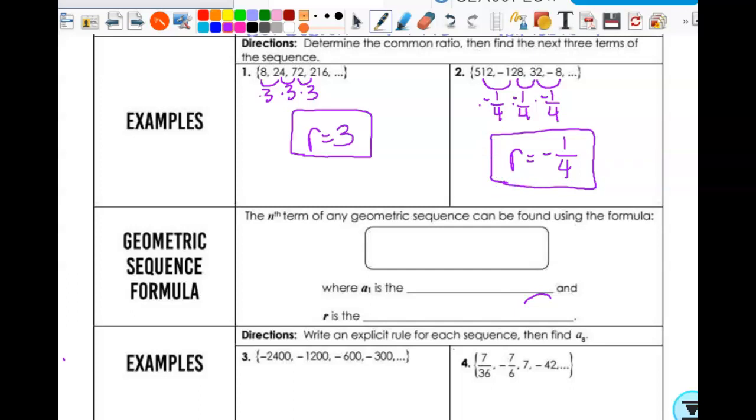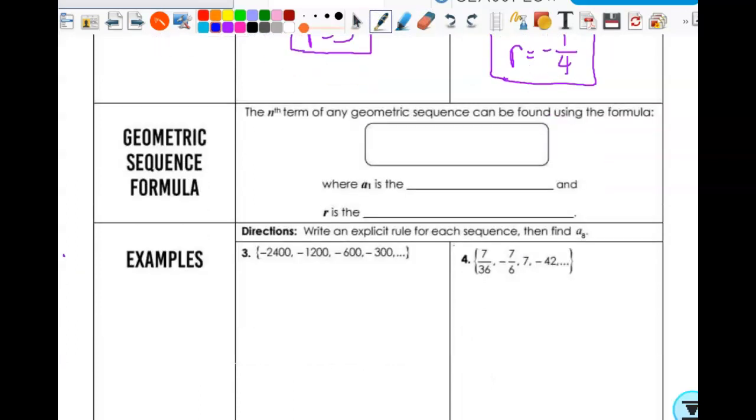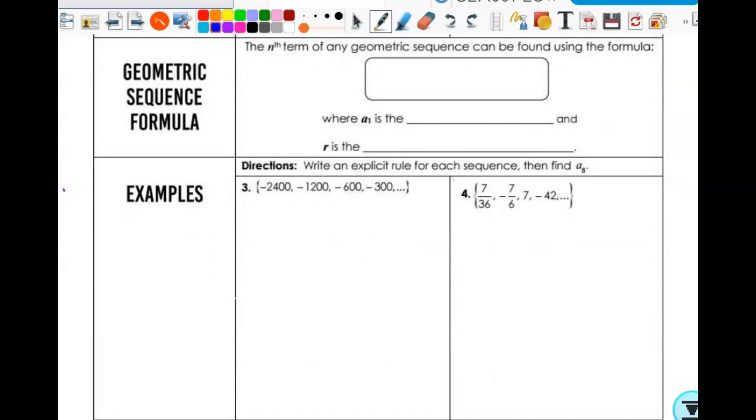So like I said, we could easily find the next 3 terms, right? Just keep multiplying and no big deal. But what if I wanted the 50th term? Do we want to have to write out 50 terms? No, we do not. So we have a formula for this. It looks like this. The nth term of any geometric sequence can be found using the formula. A sub n is equal to a sub 1 times r to the n minus 1 power, where a sub 1 is the initial term and r is the common ratio.